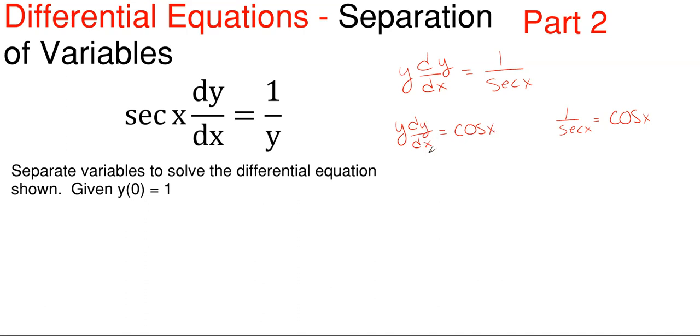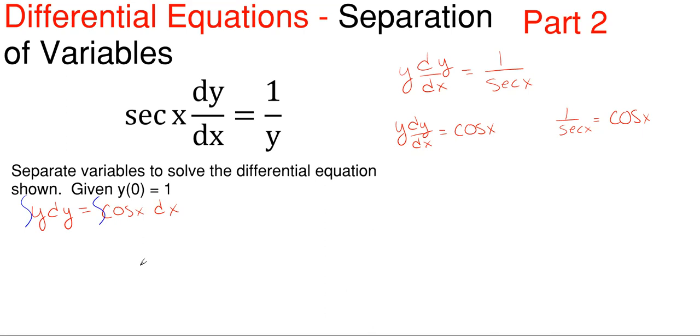So then I'm going to split my dy/dx, take dx to the right, leave dy on the left. So what I have here is y dy is equal to the cosine of x dx. So now that I have everything separated into like terms on one side and the opposite term on the opposite side, what I'm going to do now is integrate each side of the equation.